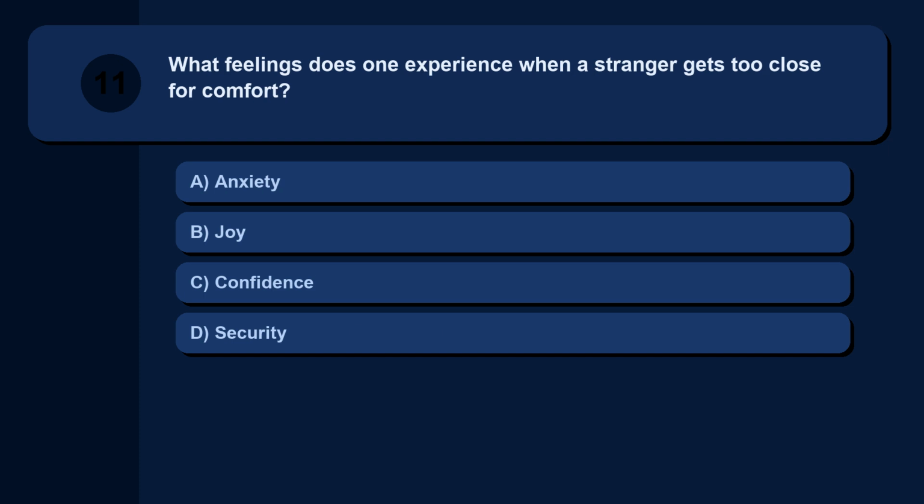Question 11. What feelings does one experience when a stranger gets too close for comfort? Anxiety, joy, confidence, security. When a stranger invades personal space, it often triggers discomfort or anxiety. This response is a natural reaction to perceived invasion of personal boundaries.